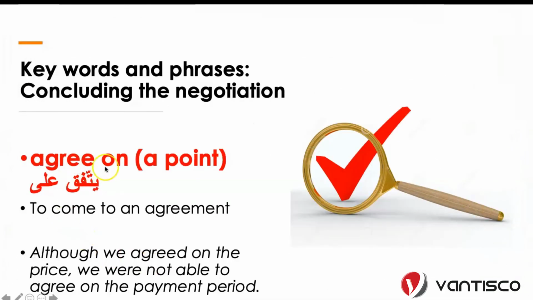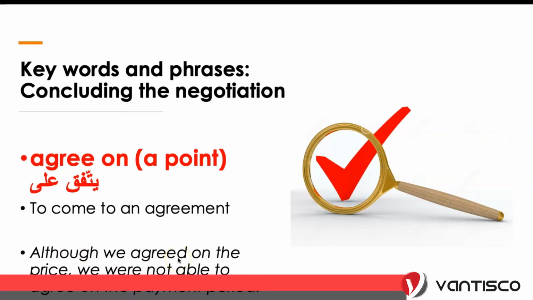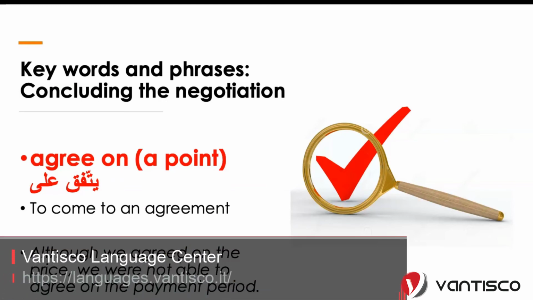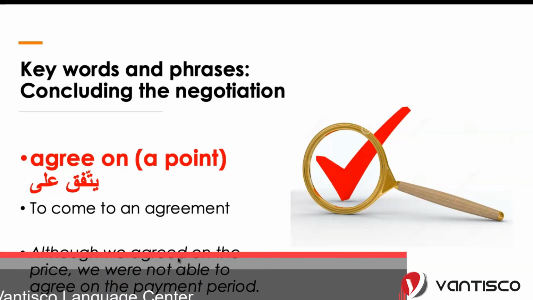agree on. agree on يتفق على a point. to come to an agreement. مثلا, although we agreed on the price, we were not able to agree on the payment period. مع إنه تواصلنا اتفقنا على السعر بس ما قدرنا نتفق على وقت الدفعة.